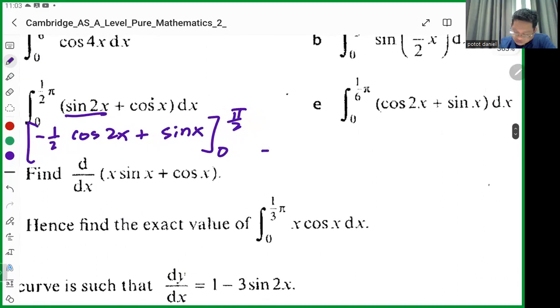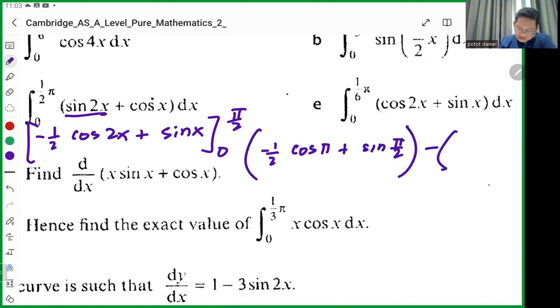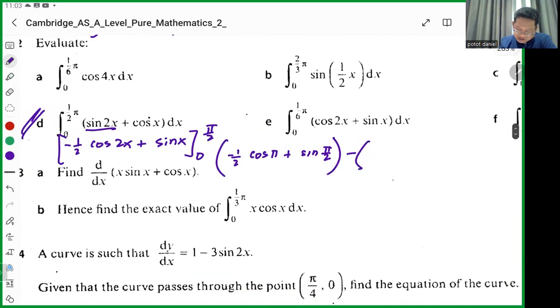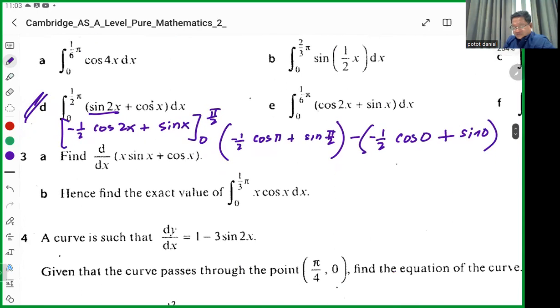So that's going to be negative 1 over 2 cosine of what? Pi over 2 times 2 is cosine pi, plus sine pi over 2, minus, 0 times 2x is 0, so negative 1/2 cosine 0, and then plus sine 0. Okay, now let's try to simplify.